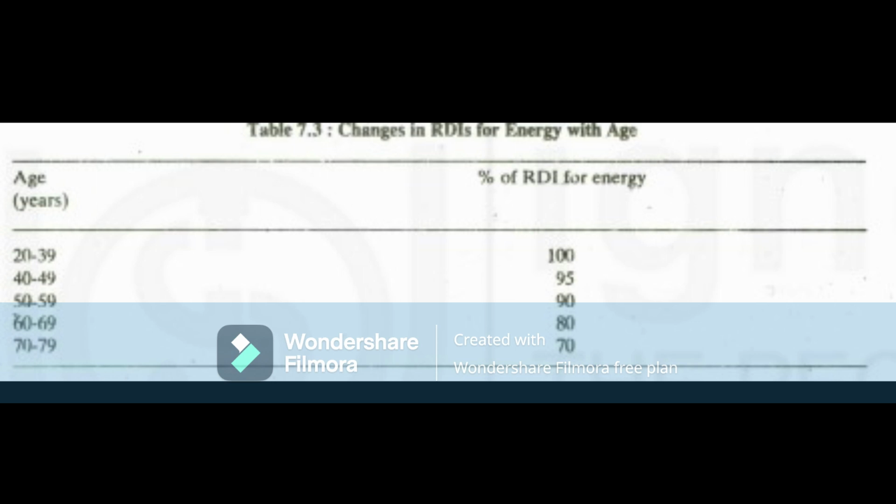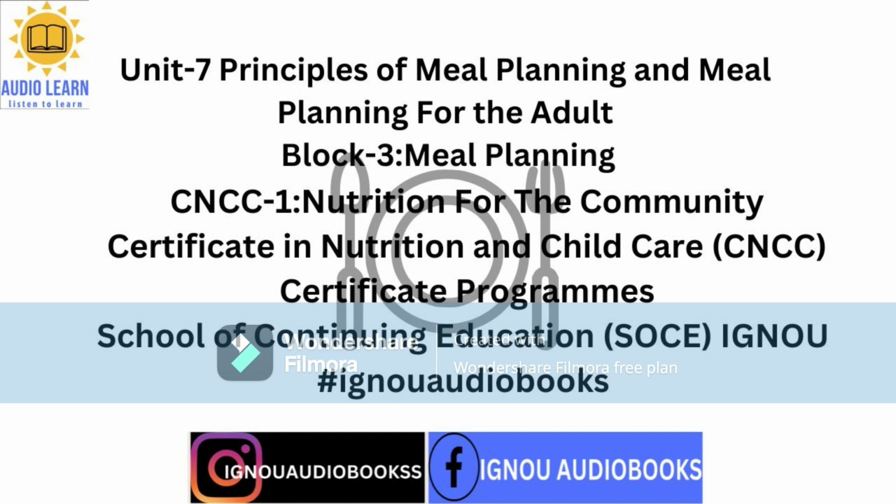We learnt earlier that this man requires 2425 kcal. This is 100% RDI. By the age of 40 he would require 95%, i.e. 95/100ths of 2425 equals 2304 kcal. Similarly, when he is 60, his energy requirement would further decrease to 1940 kcal, i.e. 80/100ths of 2425. This calculation can be used for both men and women of any activity level.